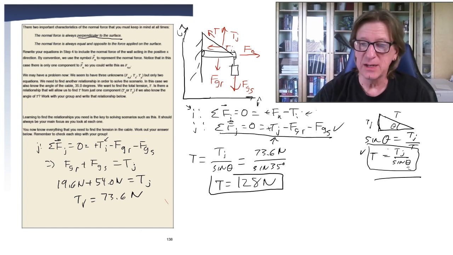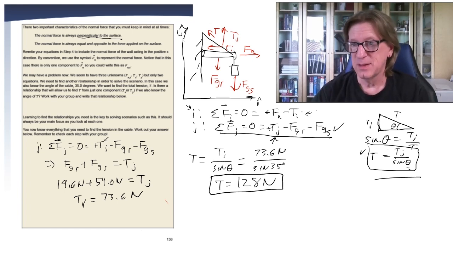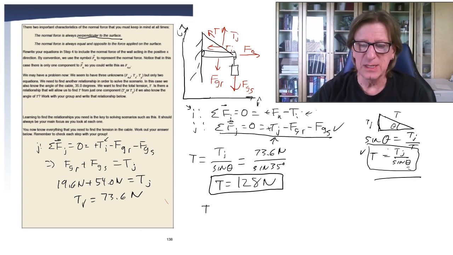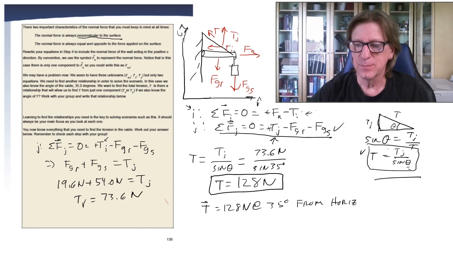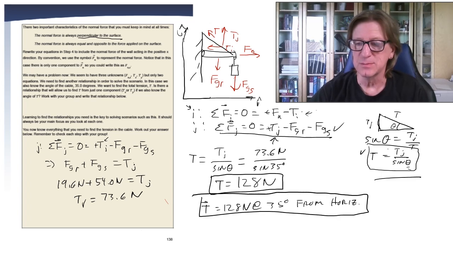That is not the tension vector. That is just the magnitude, and it asks for the tension vector. But that's easy, right? Because T as a vector is equal to 128 newtons at 35 degrees from horizontal. And that's my final vector. And that is really all there is to it. So these problems can be deceptively simple.